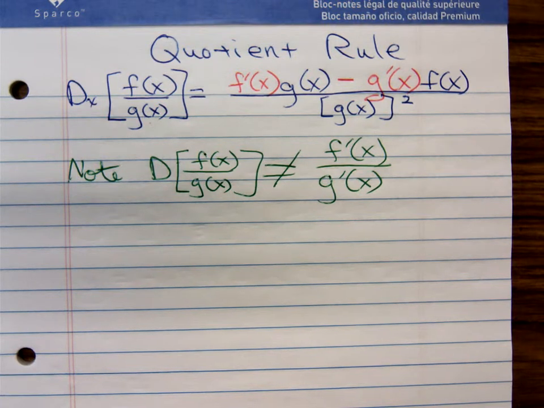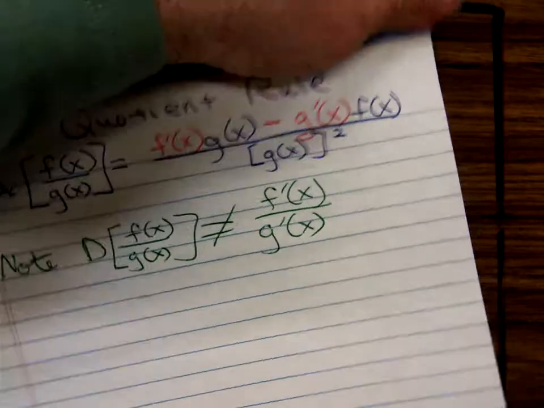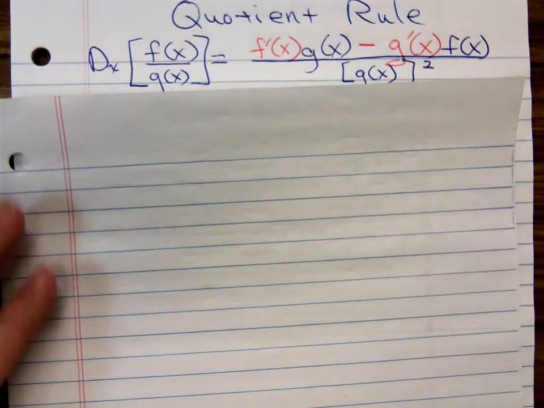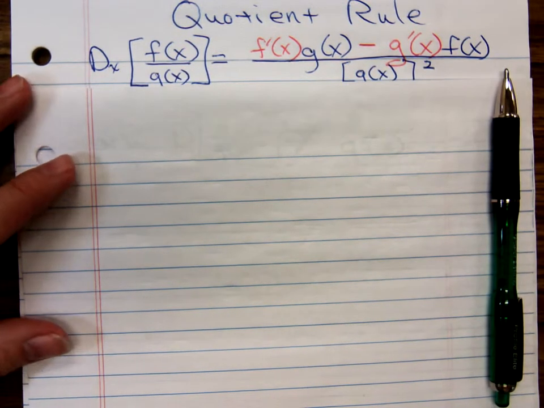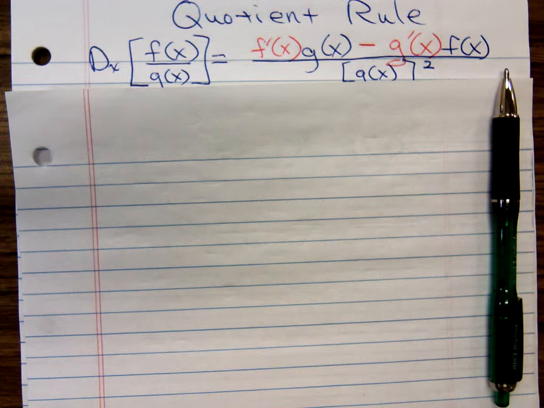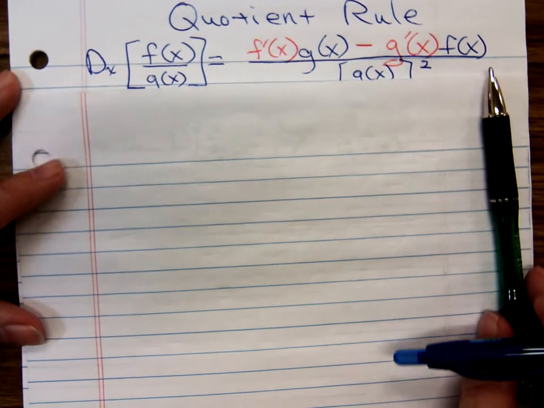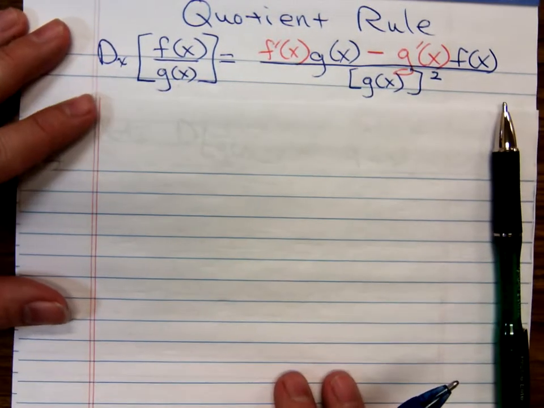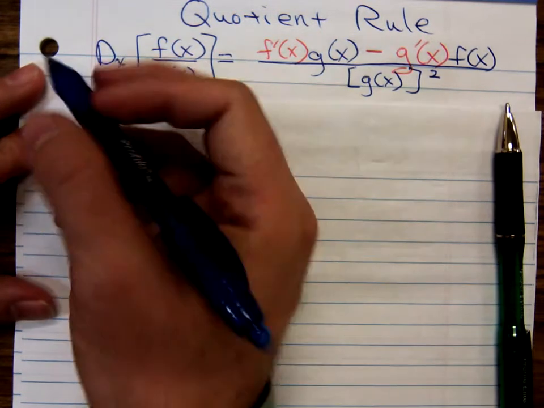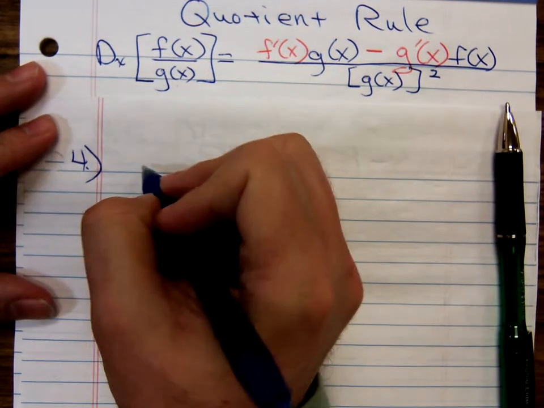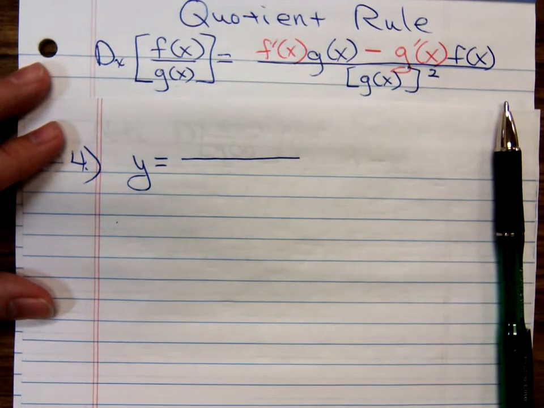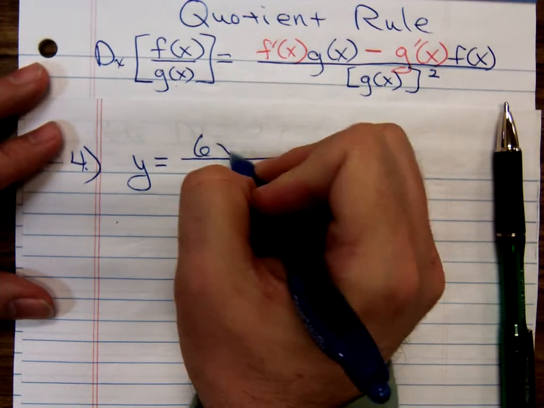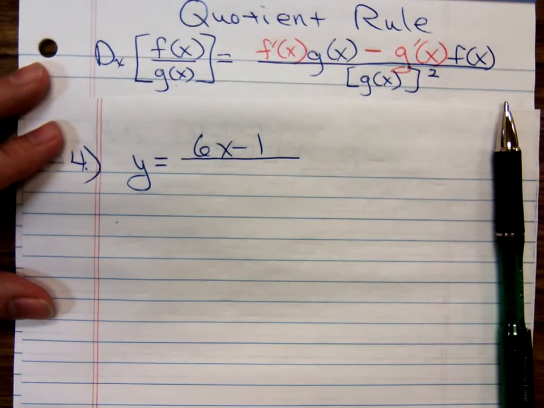Let's use the quotient rule now, and I have a problem right here I want to do. This is like y'all's number 4. Here goes. I want that quotient rule sitting right there. They want us to differentiate y equals 6x minus 1 all over 8x plus 9.